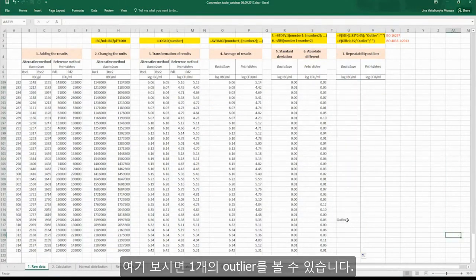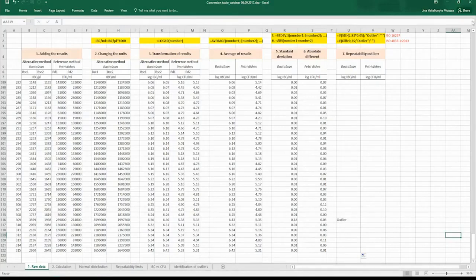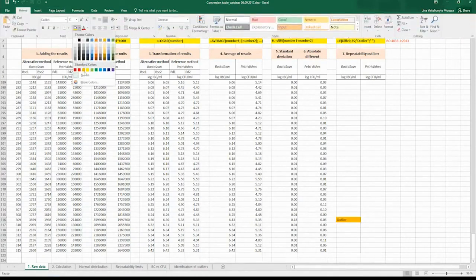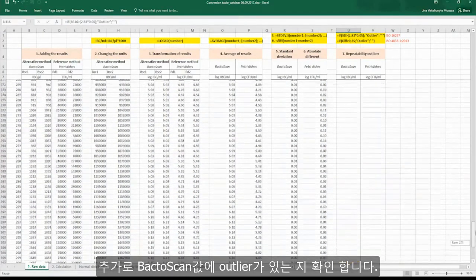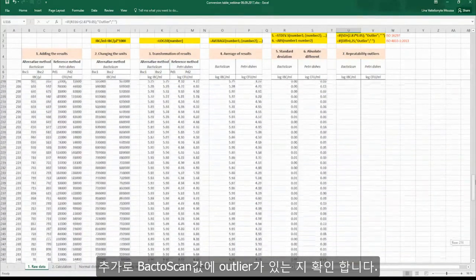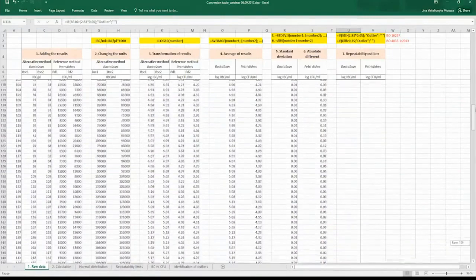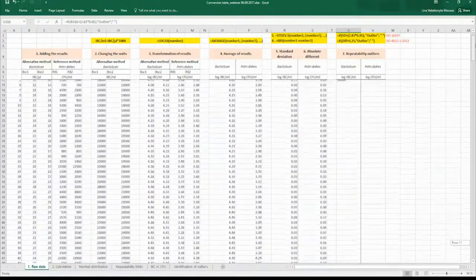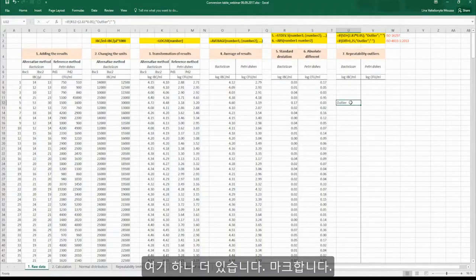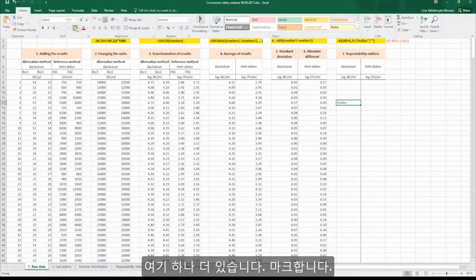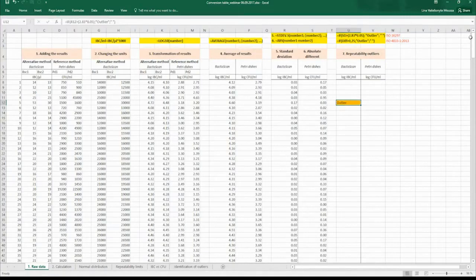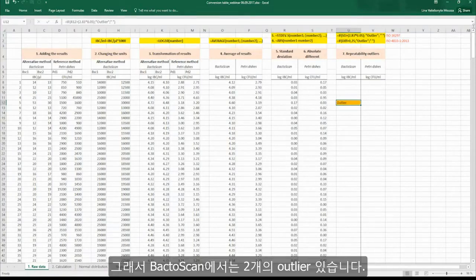And here we have already one outlier. Let's mark it. So, do we have more outliers for BactoScan? Here is one more. We're marking it as well. So we had two outliers for BactoScan repeatability.